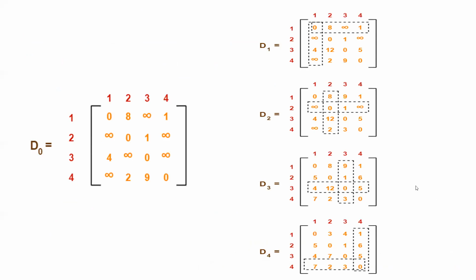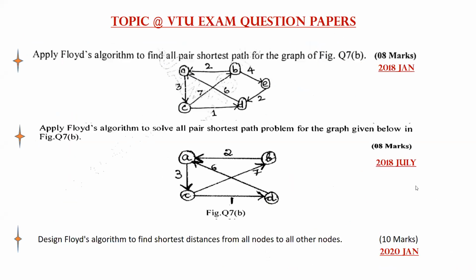You should also have a look at the VTU question papers. Apply Floyd's algorithm to find all pair shortest path for the graph. This is the graph given. For this graph, you have to create the weight matrix or distance matrix, whatever terminology you're comfortable with. If there is a path, you have to write the cost. If there is no direct path, for example from A to B, you have to write infinity. Like that, you have to create the adjacency matrix by considering distances or weights. This is for 8 marks.